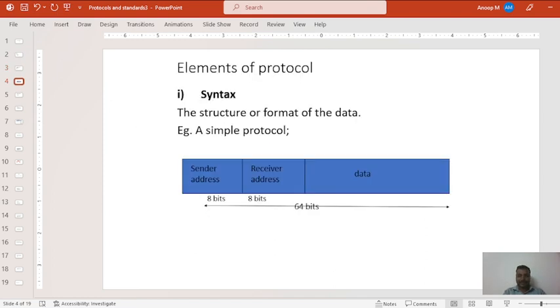So what is syntax? There will be a specified structure or format in which the data is to be sent. You can see the example. This example contains 64 bits where 8 bits are the sender address as well as 8 bits allocated for the receiver address, and the rest is data, so 64 minus 16 is the number of bits allocated for data. That much data can be sent from the sender to the receiver. So this is considered as the syntax, the first element needed for a protocol.